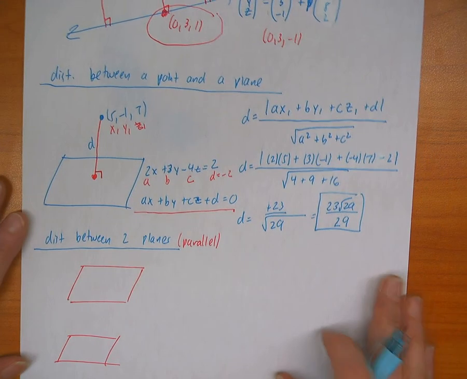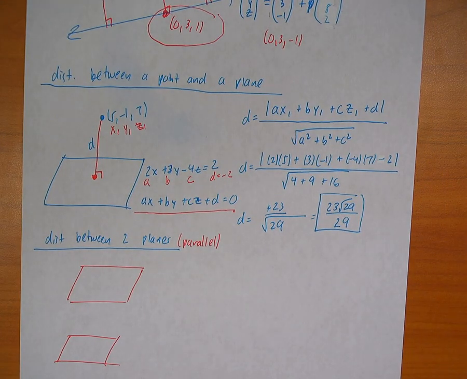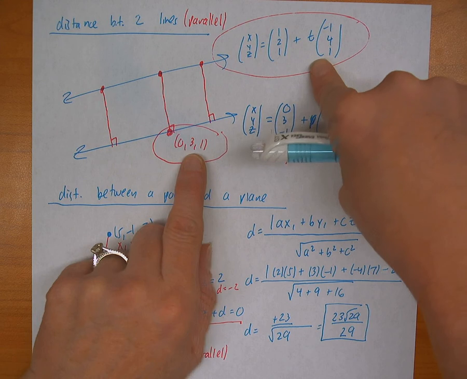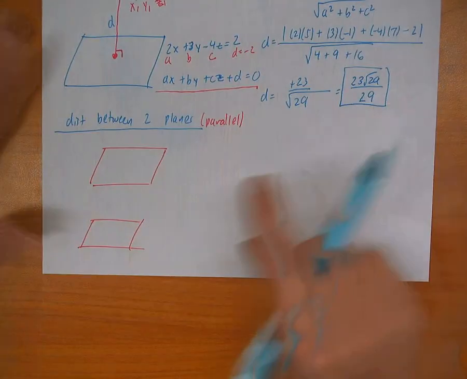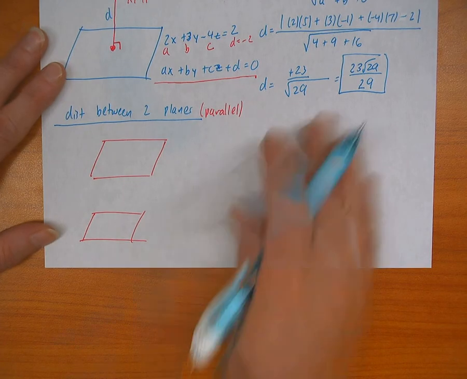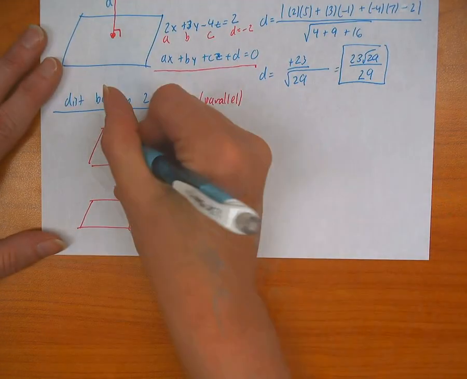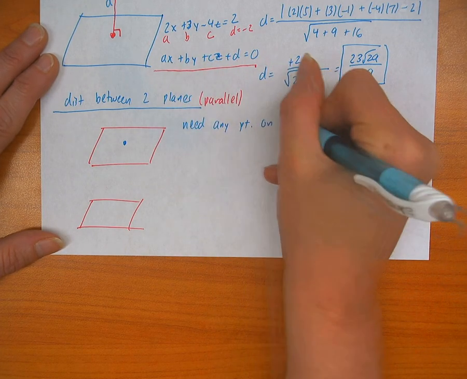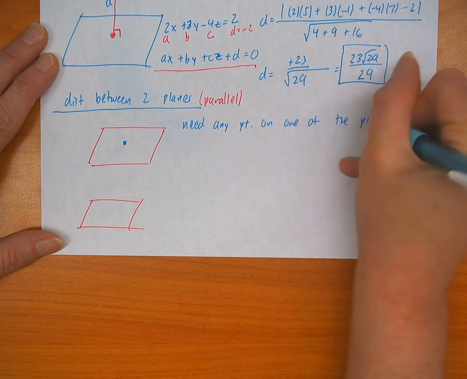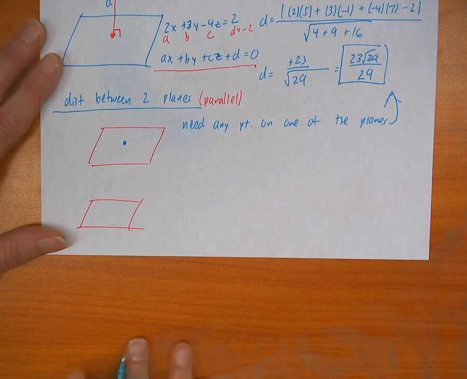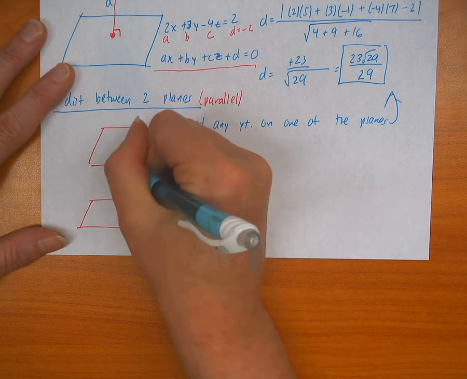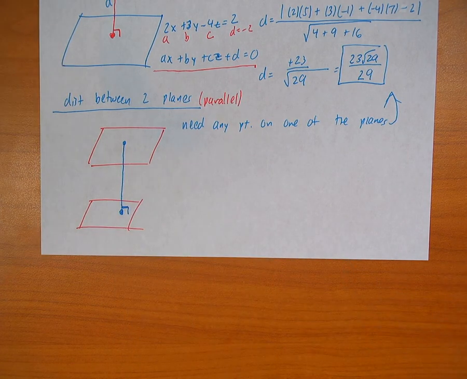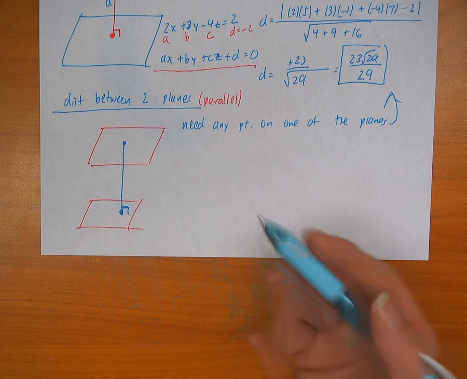Well, what we want to do, similar to how we reduced the problem about two parallel lines down to the distance between a point and a line, we can do the same thing here. We can reduce the distance between two parallel planes to the distance between a point and a plane. So we just need to find any point on one of the planes. And then we do what we did above. So we would be needing the perpendicular distance, which is going to be the normal vector to that plane.